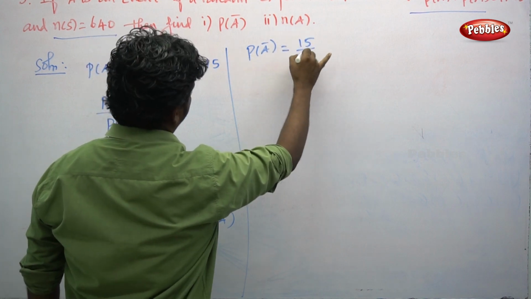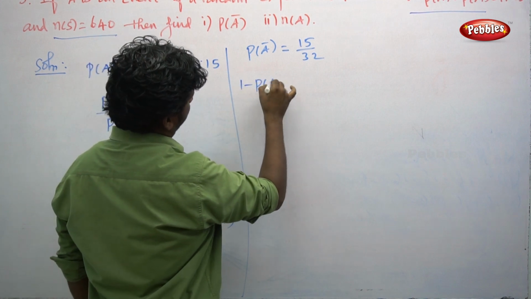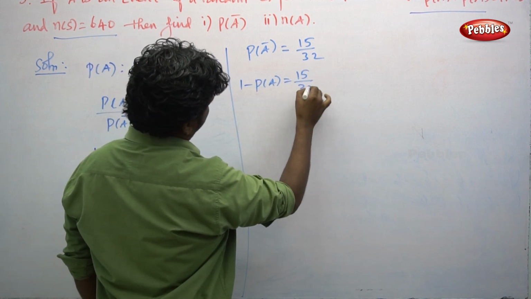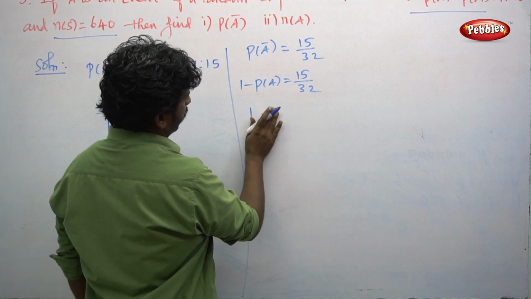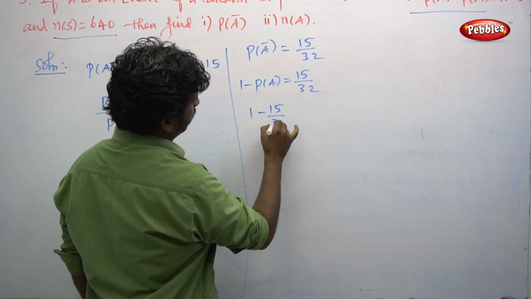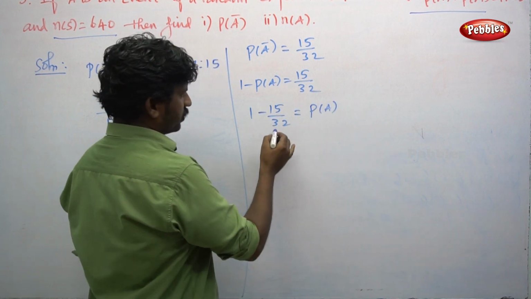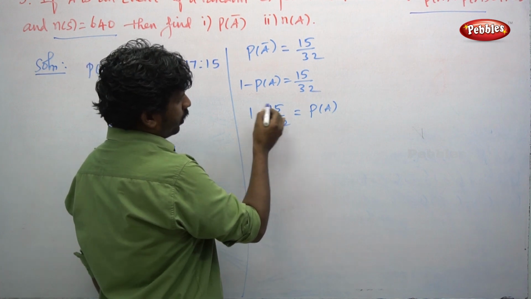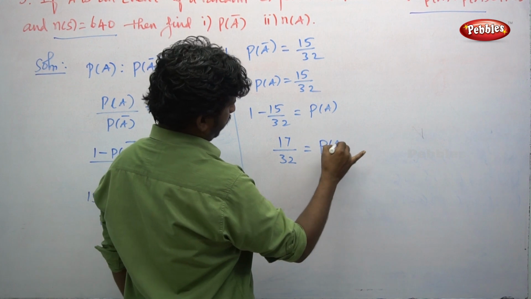The 15 by 32. P of A bar can be written as 1 minus P of A is equal to 15 by 32. The 1 inge irukattum, right? The number inga kondu vandirunga. 1 minus 15 by 32. The minus P of A inga poiduchuna plus P of A. So this is 32 into 1, 32 minus 15, 17 by 32 is equal to P of A, right?